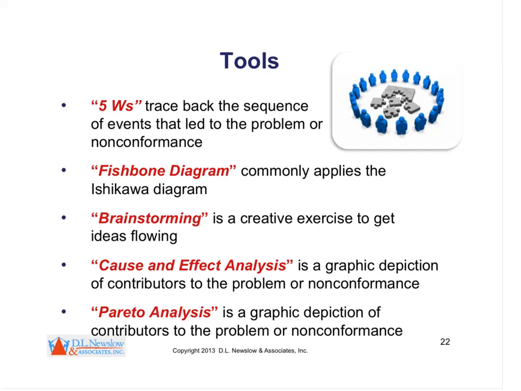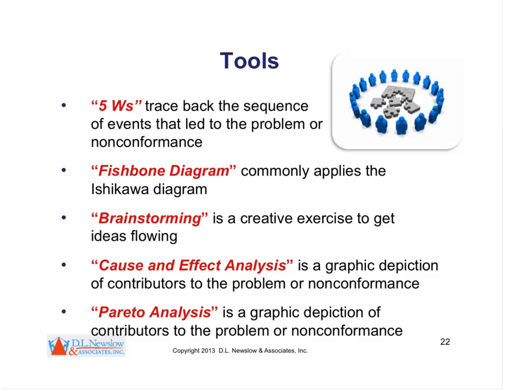Important tools. We mentioned some of these tools in the previous slide. The 5 Ws. 5 Ws are good. A lot of people are using this more and more now. They trace back to the sequence of events that led to the problem and/or nonconformance. For instance, the 5 Ws include who is it about, what happened, when did it take place, where did it take place, why did it happen, and some people even add an H to the 5 Ws, saying how did it happen. So those are good questions to ask in your investigation.